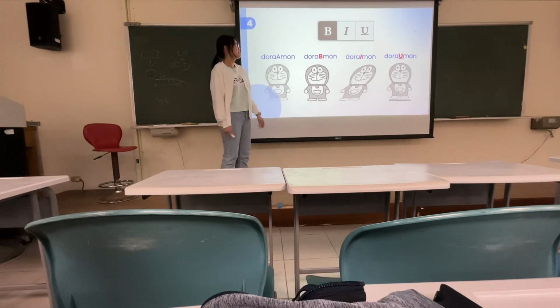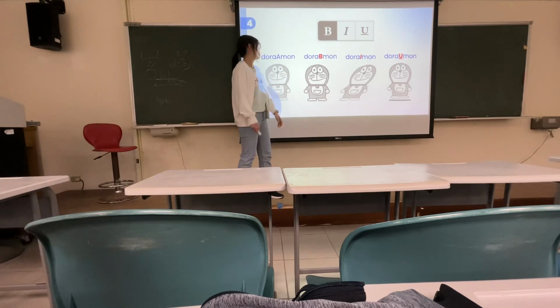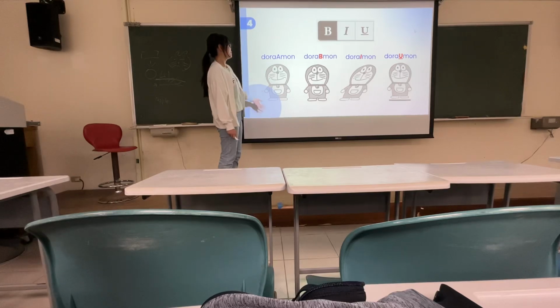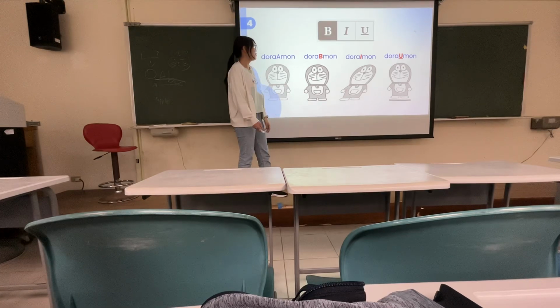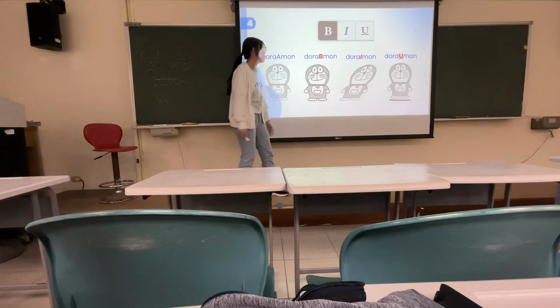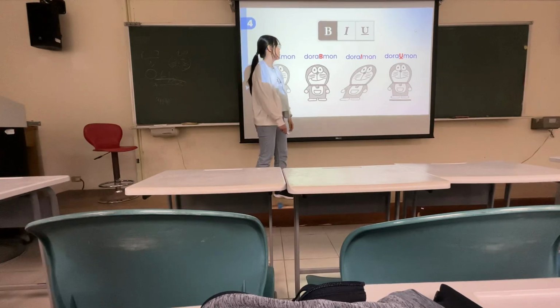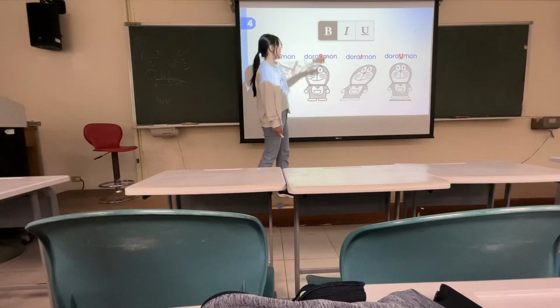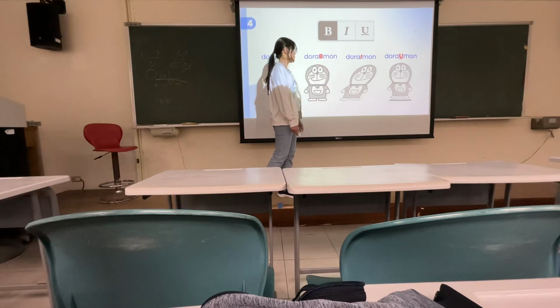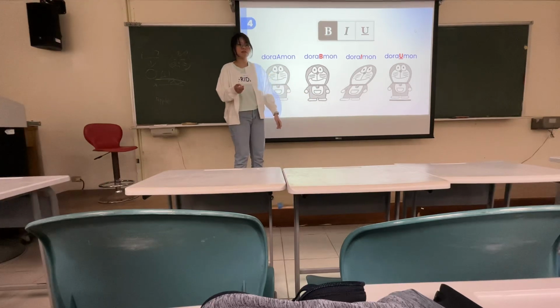Okay, and there are 3 ways to change the style of the word. This is a normal word saying Doraemon. If we want to make the lines thicker, you can press this B, and now the Doraemon is bold. By making it italic, you can press this I. Now the Doraemon is italic, and by adding an underline, you can press the U. So there's an underline under Doraemon.